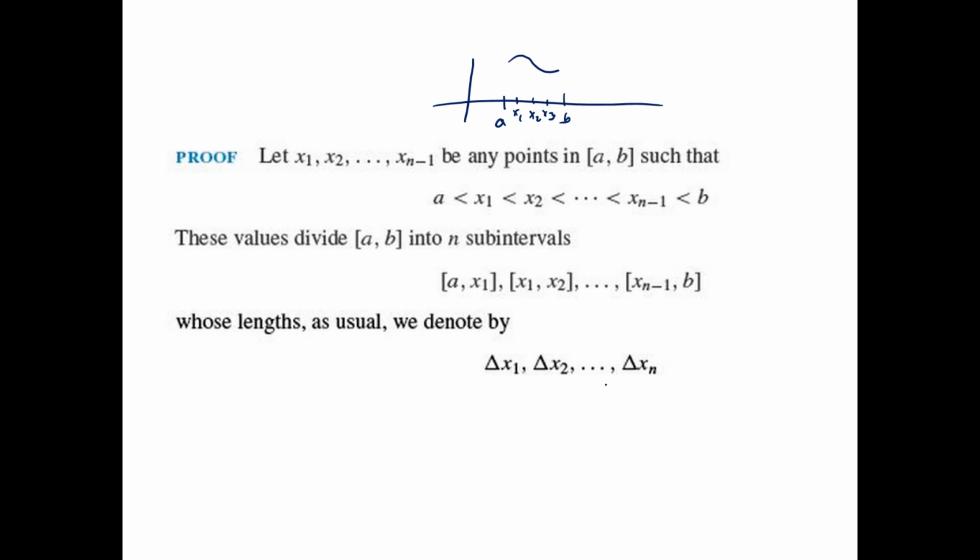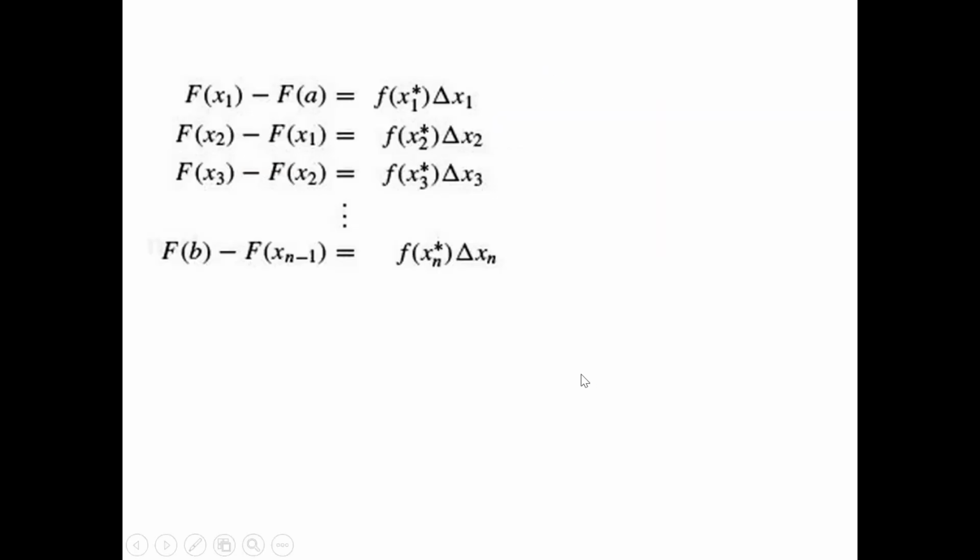Right? But now, using the mean value theorem, on each one of those intervals the mean value theorem guarantees us that there is some x1 star in the first interval, so that the difference of your antiderivative evaluated at your endpoints, F of x1 minus F of a, will equal f of x1 star times delta x1. In the second interval, there exists an x2 star, so that f of x2 star times delta x2 is equal to F of x2 minus F of x1, and so on and so forth. And now, when we add all these up on the left, those go away, the x3s will go away, and all that's going to be left is F of b minus F of a.